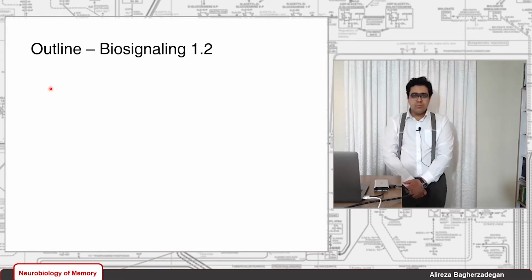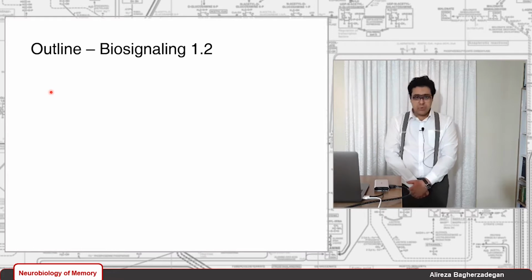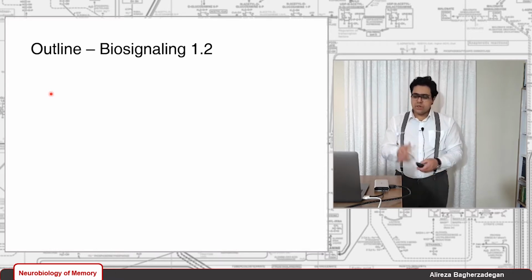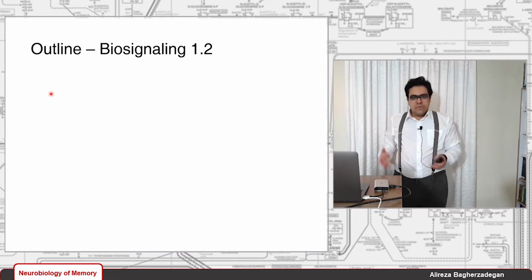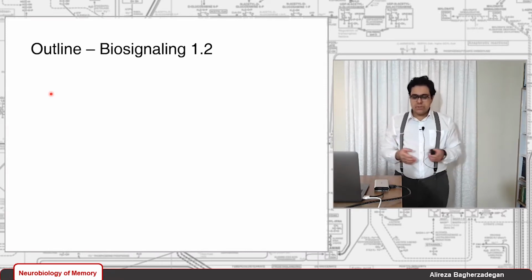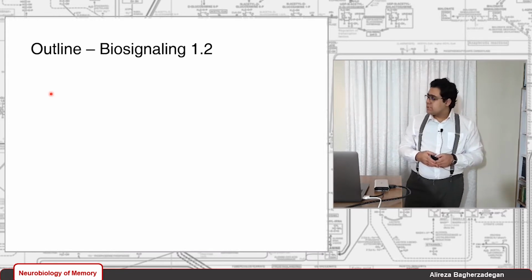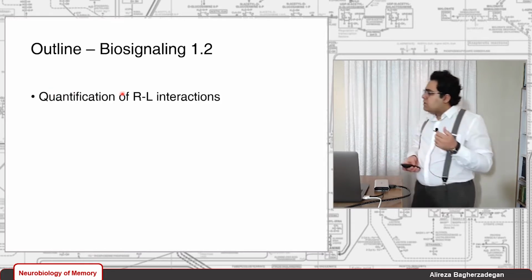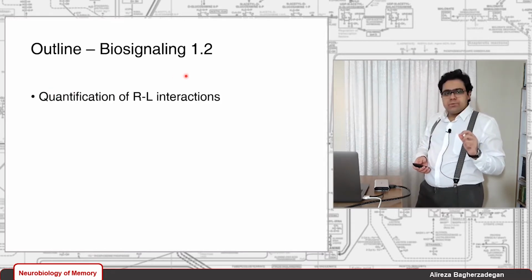This is Biosignaling 1.2. It's a complementary lecture to the previous one, Biosignaling 1.1. In Biosignaling 1.1, I explained some basics of biosignaling and cell signaling in general. I defined biosignaling, biosignals. I talked about different types of ligands, different types of messengers, and so on, and also receptors. In this complementary lecture, I'm going to talk a little bit about the quantification of receptor-ligand interactions.